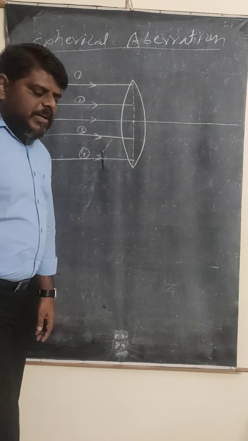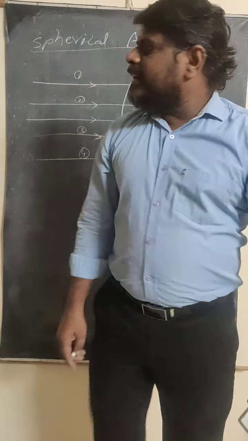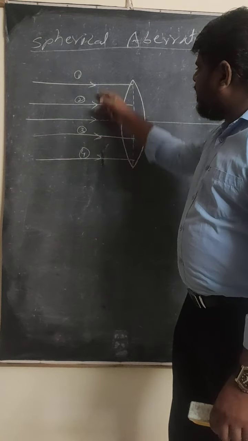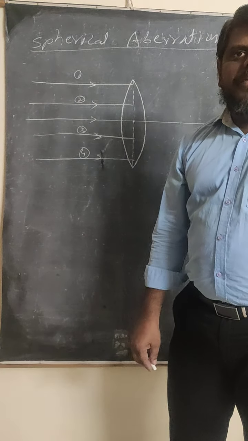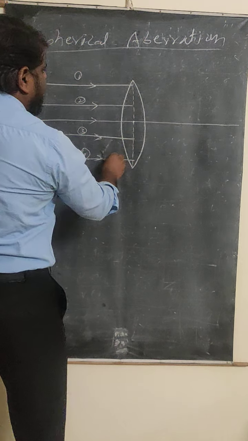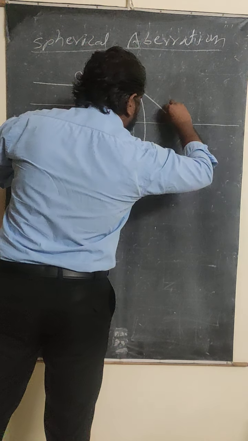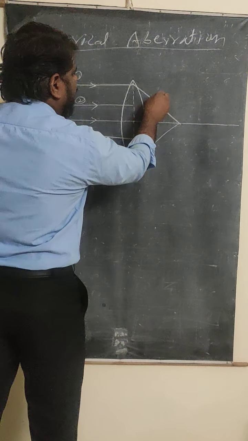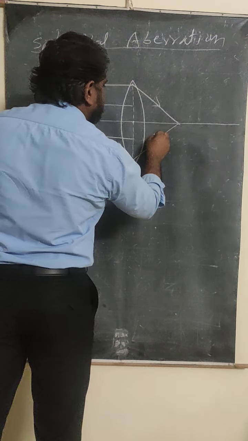After that, what happened? What we have discussed is that for the paraxial rays, the refraction will be very less, and for the marginal rays, the refraction will be maximum. So due to the maximum refraction, these marginal rays will refract the most and they will form the image very near to the lens.